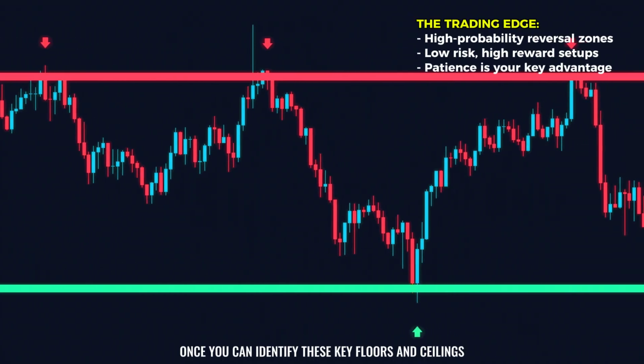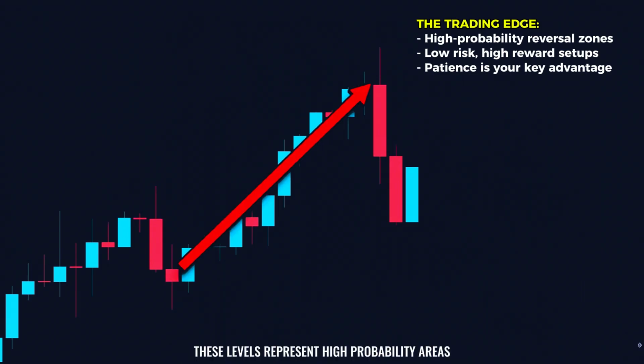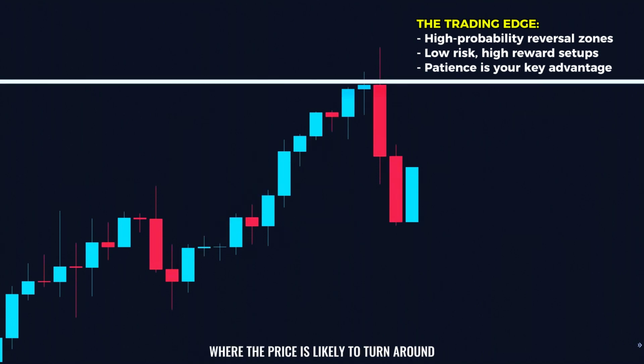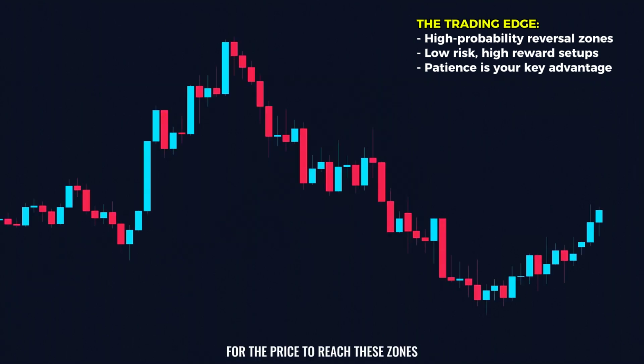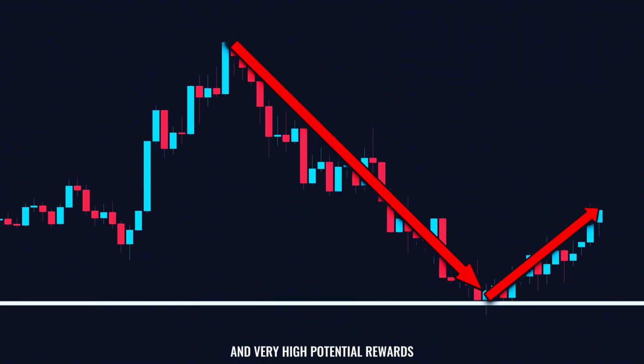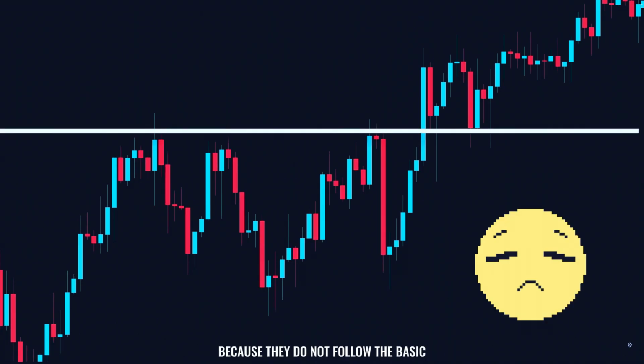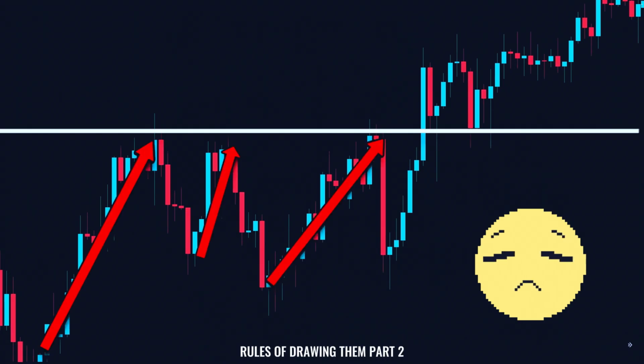Once you can identify these key floors and ceilings, you have a massive advantage. These levels represent high probability areas where the price is likely to turn around. This means you can wait patiently for the price to reach these zones, and then enter trades with very low risk and very high potential rewards. Yet, 99% of retail traders still get this wrong because they do not follow the basic rules of drawing them.